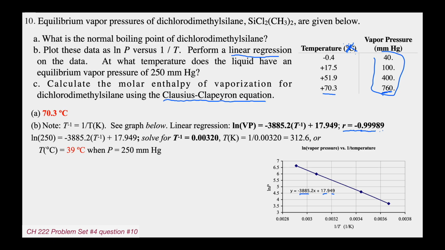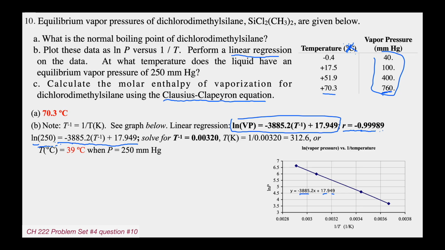It says in part B, at what temperature does the liquid have an equilibrium vapor pressure of 250 millimeters of mercury? So what you want to do is use this equation right here, put the natural log of 250 in, and solve for T to the minus 1. That's kind of a strange thing. So natural log of 250 equals -3885.2 times T to the minus 1 power, plus 17.949.